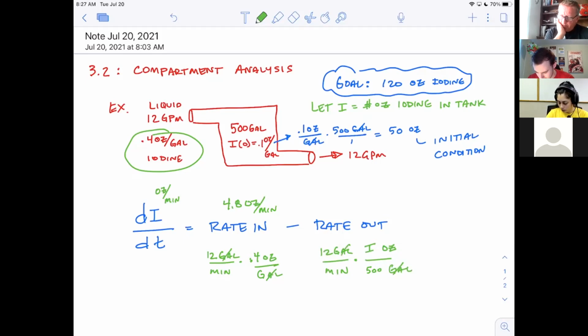Let's see, can I do that in my head? 12 divided by 500, can you do this kind of stuff? Do you have to have a calculator? I'd like to write this as a decimal, but 12 over 500 is the same as 24 over 1,000.